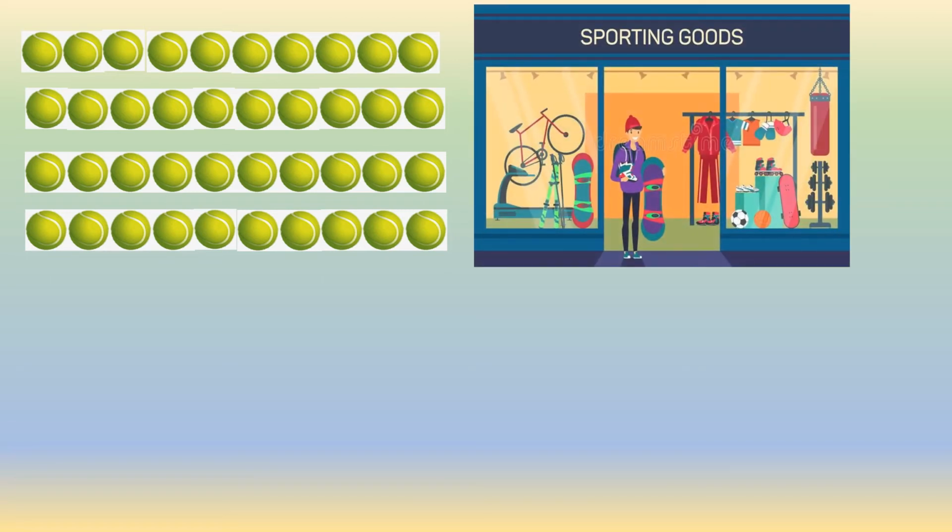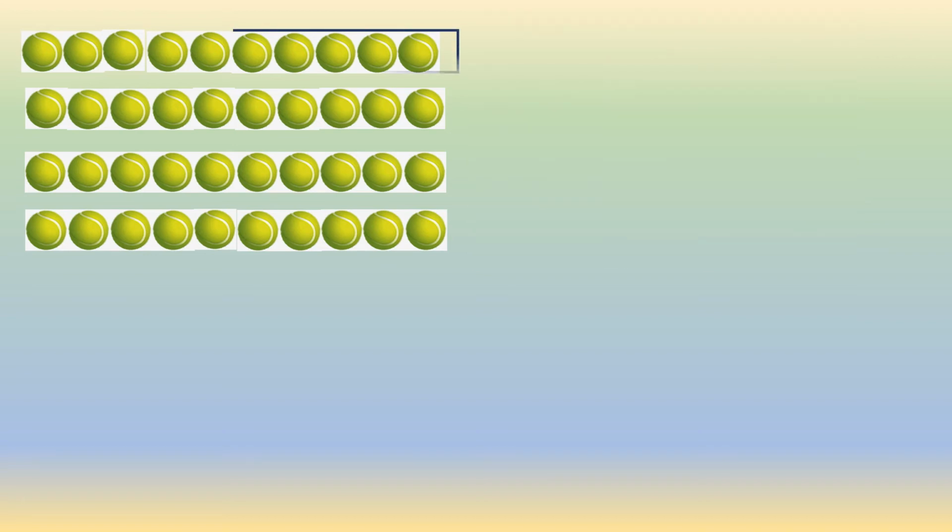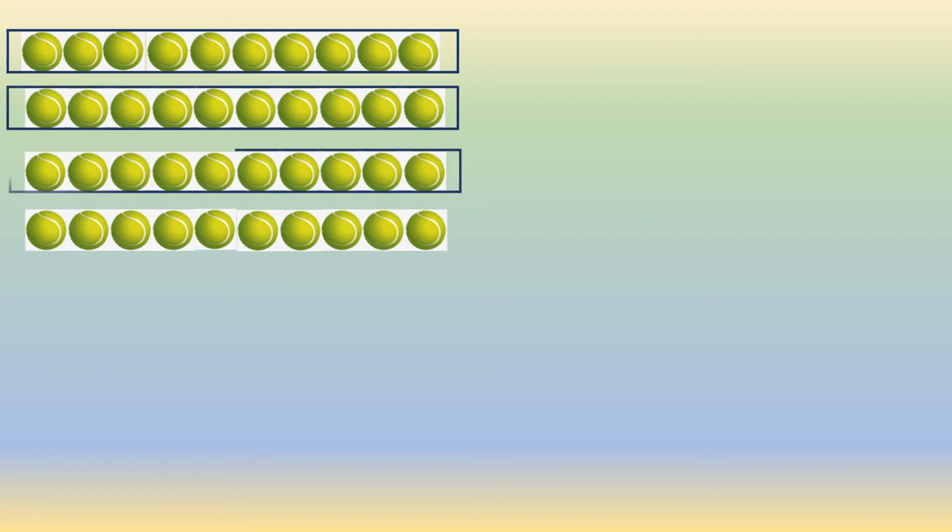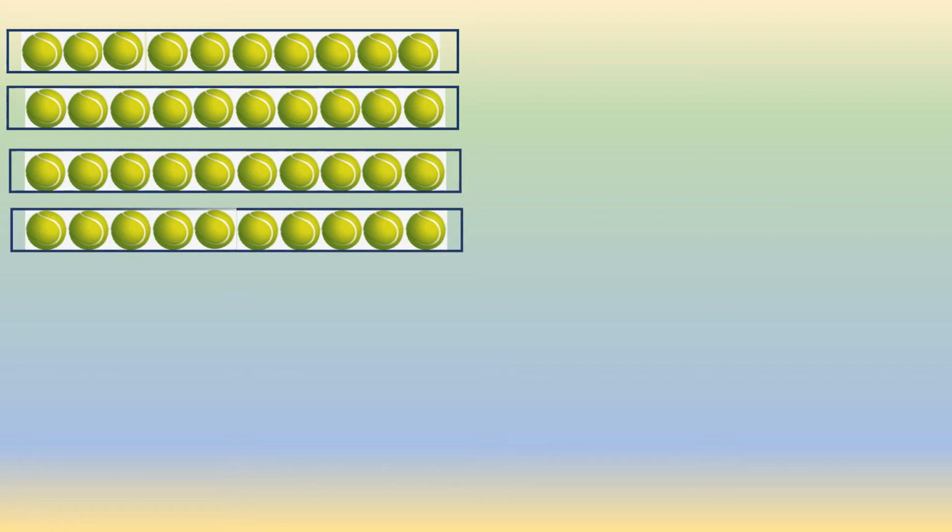Let us understand the addition of tens and ones by an example. Here is a sports shop. There are a certain number of tennis balls in the shop. Let us see how many are they in number. Here is 10, another 10, another 10 and another 10 tennis balls. So we have 4 groups of 10 tennis balls. That means 4 tens is equal to 40. So we have 40 tennis balls.